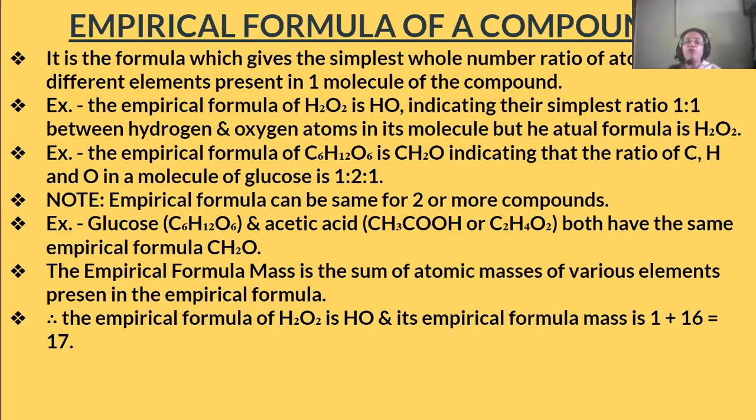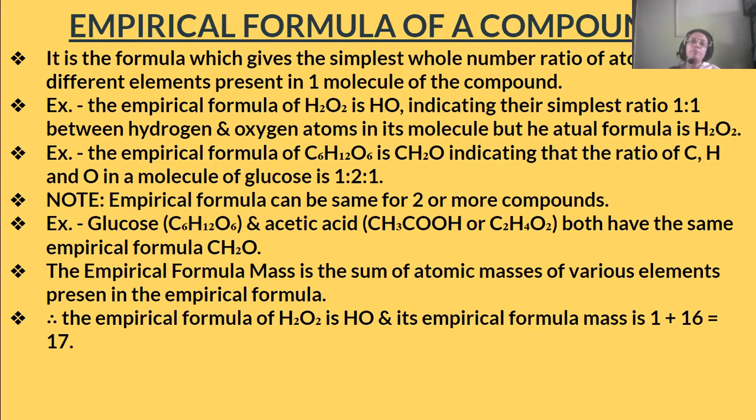So the empirical formula of a compound. What is the empirical formula of a compound? It is the formula that gives the simplest whole number ratio of the atoms of different elements which are present in one molecule of the compound. Simplest whole number ratios. In what ratio? Simplest whole number ratio. The elements are present in the compound, in one molecule of the compound.